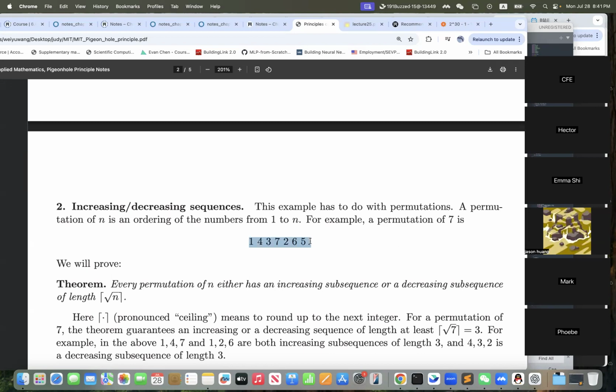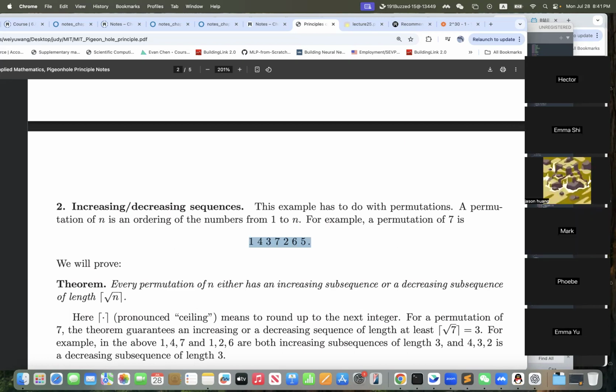Maybe Jason, can you give another example, another permutation of 7? I mean, there are tons of permutations of 7. 1, 2, 3, 4, 5, 6, 7. Yeah, that is a valid permutation. You cannot change it at all. Maybe Mark, can you give another example? Just a random order. Yeah, a random order. Okay, let's stop here. I think you all get the idea of what a permutation is.